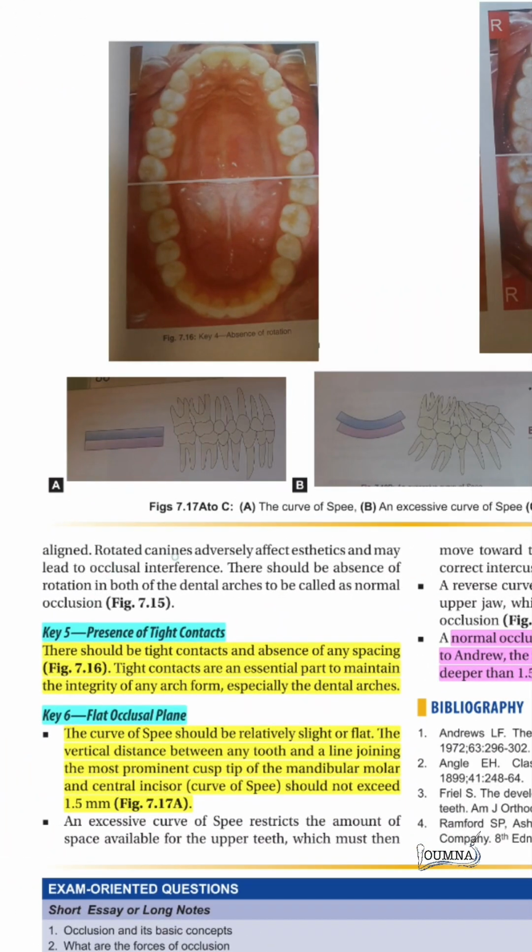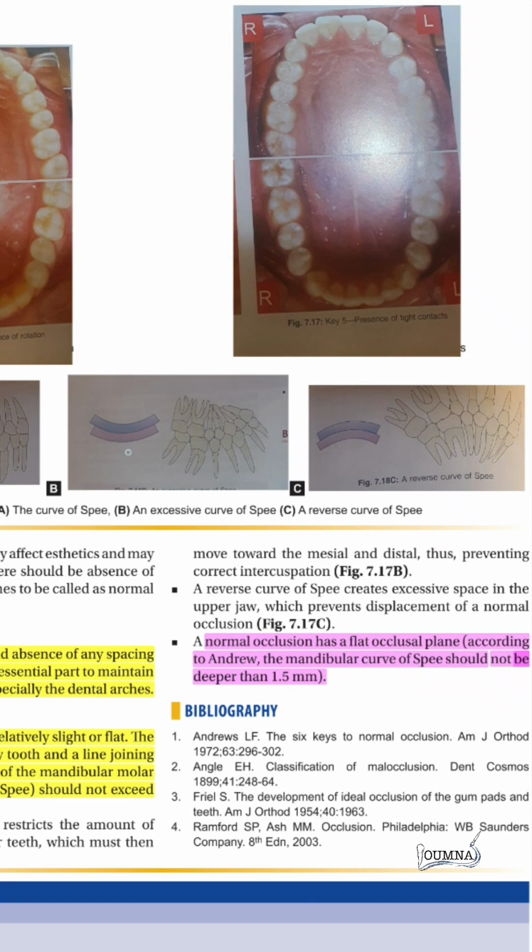Also, rotated canines may affect the aesthetics and lead to occlusal interference because they have a tooth guidance property. Here we can see that the curve of Spee in a normal case is more of a straight line with a small convexity. Here this is abnormal, where it is concave and convex.